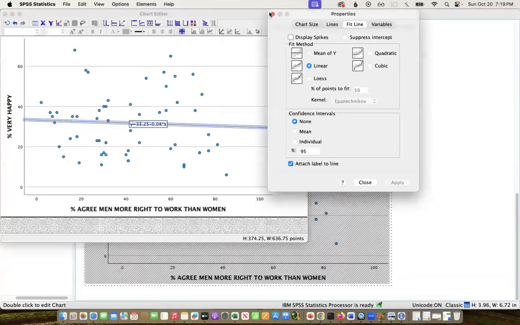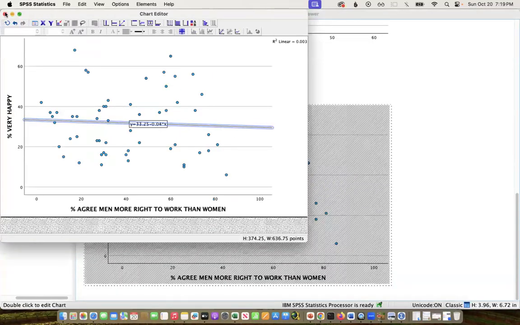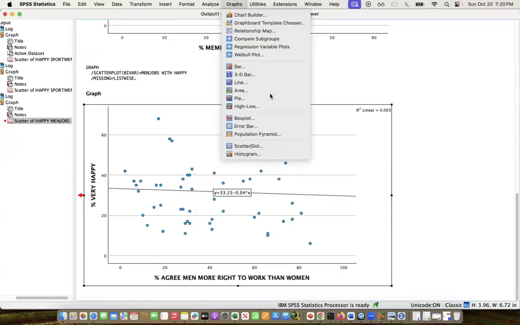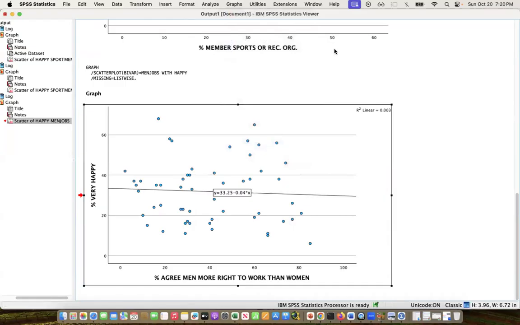So I'm going to add my fit line. You can see that for every additional percent increase in the country of respondents saying men have more right to work than women, it's going down by like 0.04 in terms of the percent that are very happy. So not much of a relationship, but a very weak negative one. So as this is increasing, there's a very slight, not at all, decrease in this. We could look at another one.